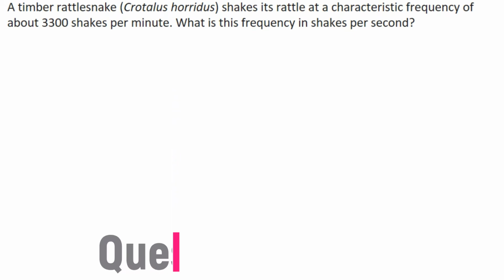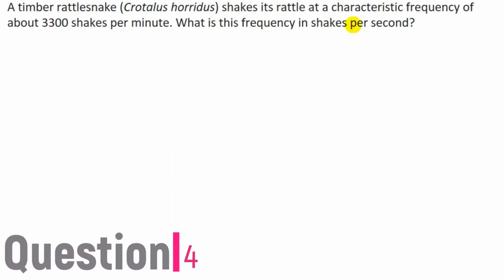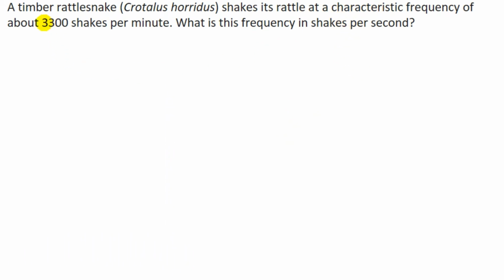So this is the answer for this question. Now this is our next question, and in this question we are given that the characteristic frequency is about 3300 shakes per minute, and we have to find the frequency in shakes per second. Now this is a very simple question. We have solved multiple questions like this, so I'll just write the answer. You can do this question on your own. So this frequency will be 55 shakes per second. This is the answer.